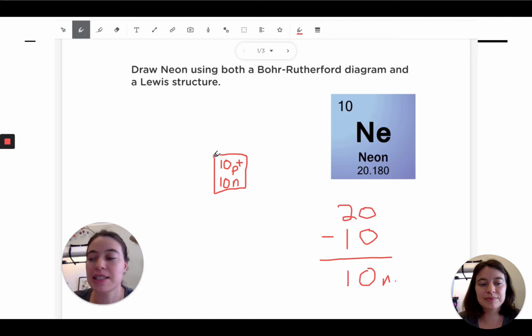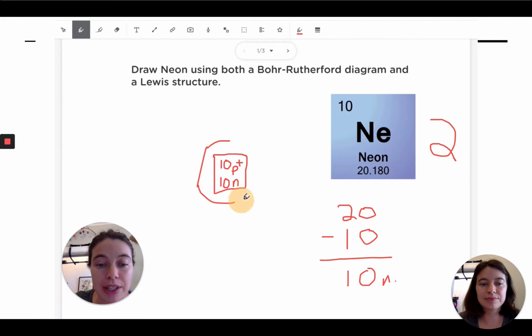Now the next thing I want to do is I want to think about how many electron shells this has. So I look at my periodic table, and on my periodic table I can see that neon is in row 2. So above it would be helium in row 1, and neon is in the second row on the periodic table. Since it's in the second row on the periodic table, I know that it has 2 electron shells. So 1, 2 electron shells.